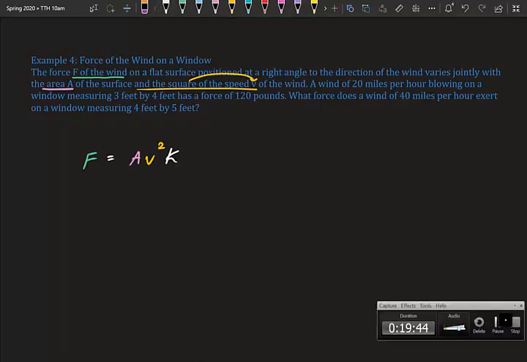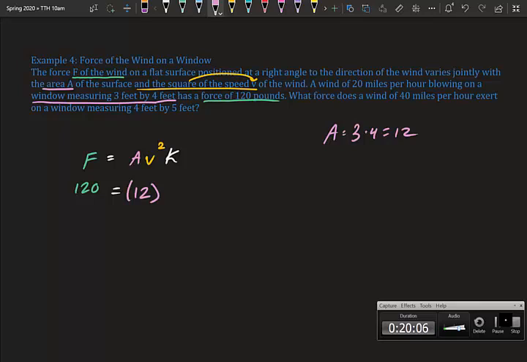Alright, so F represents the force of the wind. So the force of the wind is 120 pounds. And it equals the area of the window. So the window that we do know right now is 3 by 4. So we do 3 times 4, which is 12, times V squared. So V represents the speed, and speed is like miles per hour or kilometers per hour. So it's 20 miles per hour, times our constant. So let's go ahead and figure out what our constant is.